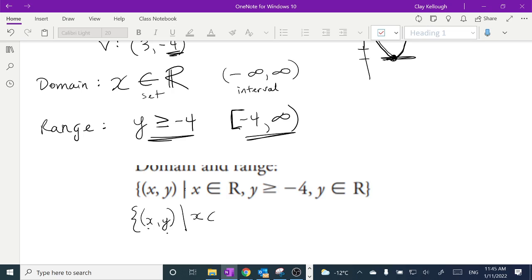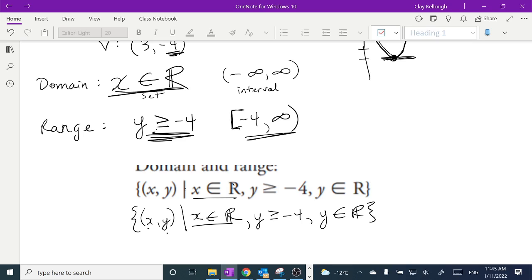The x values could be any real number. This part is the same as what I set up here. And then they put this part together in the same set bracket. Y is greater than or equal to -4. But they also take the time to say, oh yeah, y is also counting in real numbers.